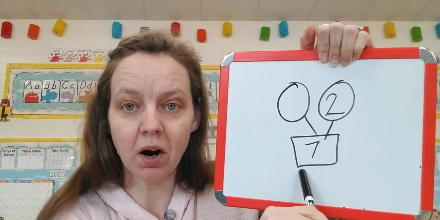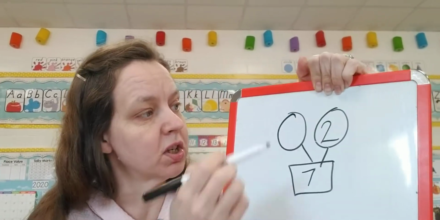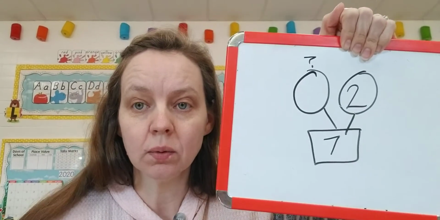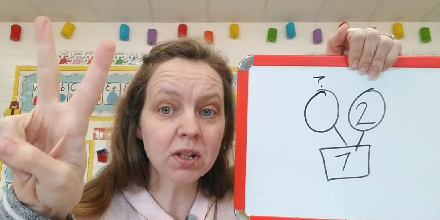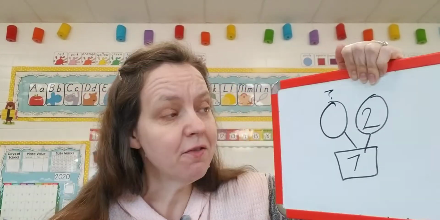We know how many there were altogether, and we know there's 2 on the slide, and we don't know how many were on the jungle gym. That's our question. So we got to figure it out. What am I going to do? I'm going to start with 7 in my brain, and I'm going to count backwards 2 spaces. Are you ready? 7, 6, 5.